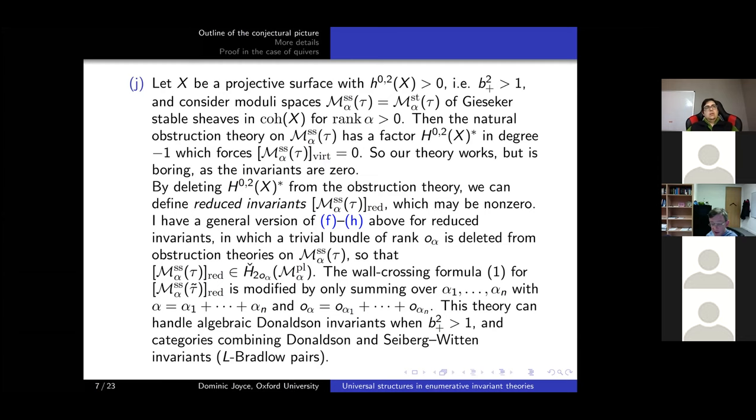That's very nice. But for b2 plus equal to 1, you have its own wall crossing formula. Yeah, so for b2 plus equals 1, the same story works, but there are just lots more terms in the wall crossing formula. Basically, b2 plus greater than 1 is kind of simpler because you have many fewer terms in your wall crossing formula, but the same theory still is effective.